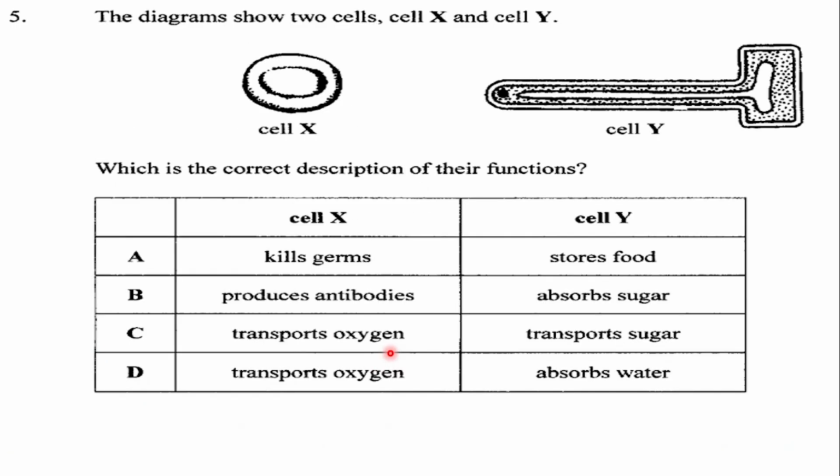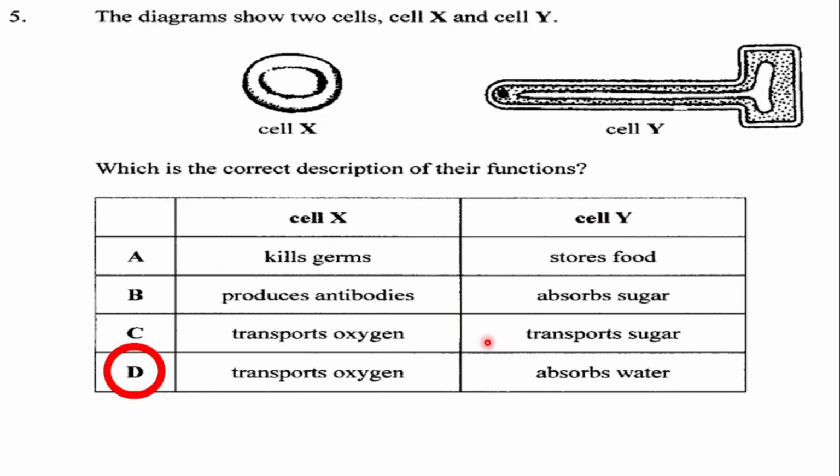Let's move on to question number 5, and it says the diagram shows two cells, cell X and cell Y. So we have cell X here and we have cell Y, and it says which is the correct description of their functions. Is it A, cell X kills germs and cell Y stores food? Is it that cell X produces antibodies and cell Y absorbs sugar? Is it that cell X transports oxygen and cell Y transports sugars? Or is it D, cell X transports oxygen and cell Y absorbs water?